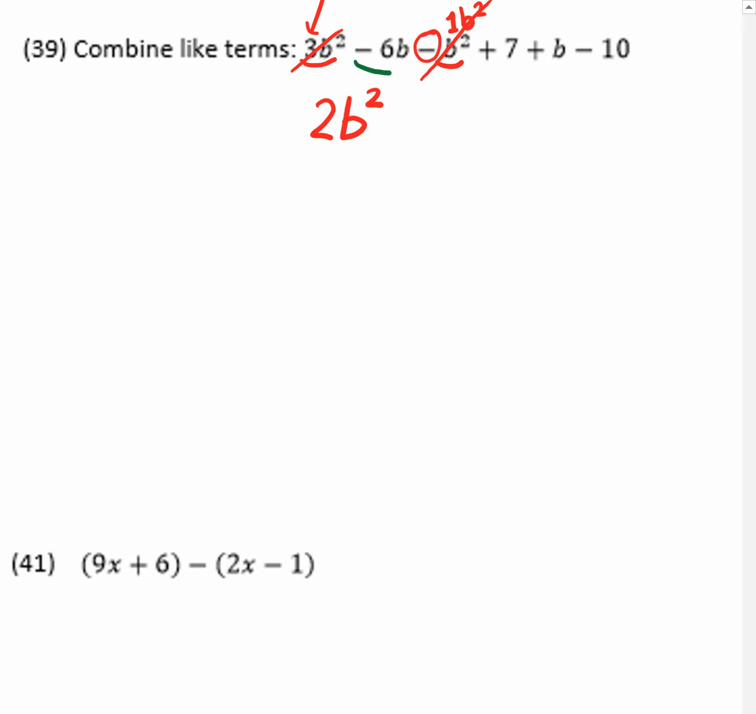And then how about this negative 6b? It has a like term later on with b here. They both have the same variable, and they both have a 1 power. So they're like terms. But when I combine them, of course, the power's not going to change, and the variable's not going to change. It's still a b. I'm just combining their coefficients. We got the negative 6 from the first one, and this one's got a 1 coefficient. Think of this as 1b. Negative 6b plus 1b. Negative 6 plus 1 is negative 5b.